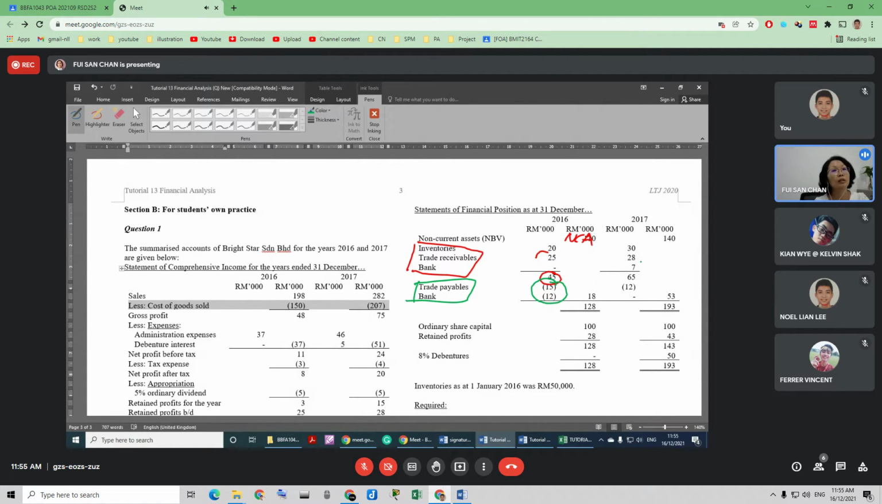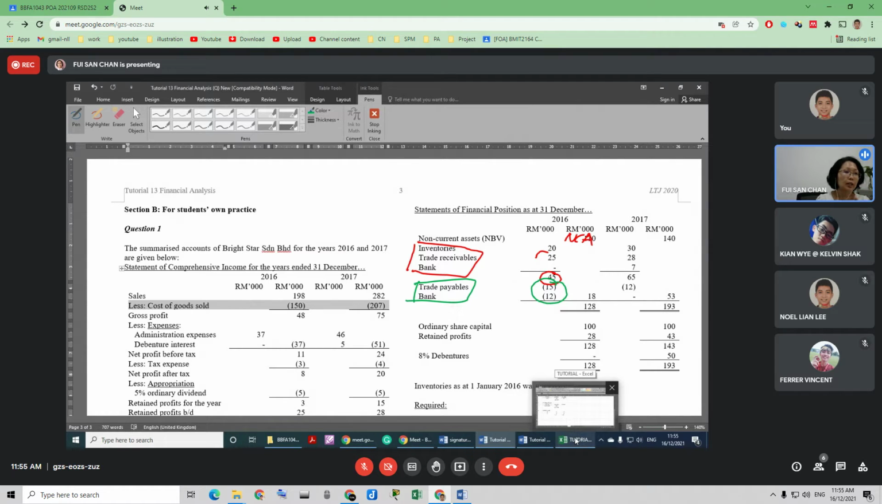But I just want to tell you the fact is the current ratio is not supposed to be too high. So it must be as close to 2 to 1 as possible. Close to 2 is fine. Not too high. Of course, too low is also not good.